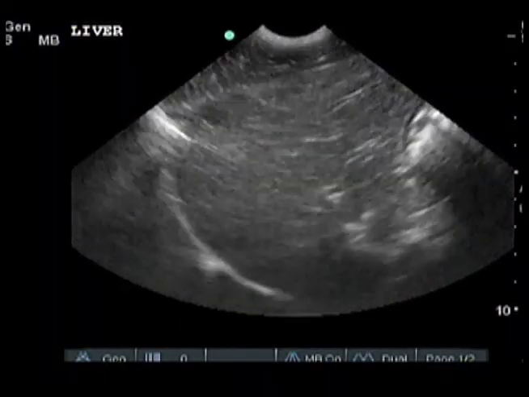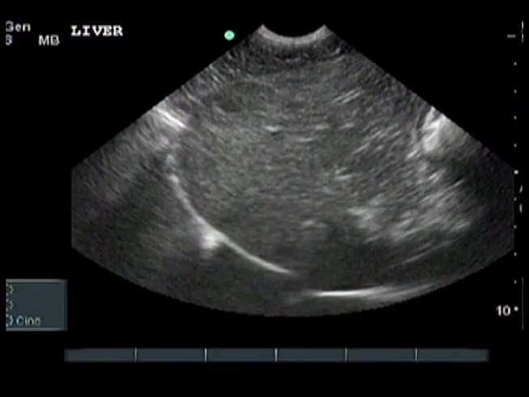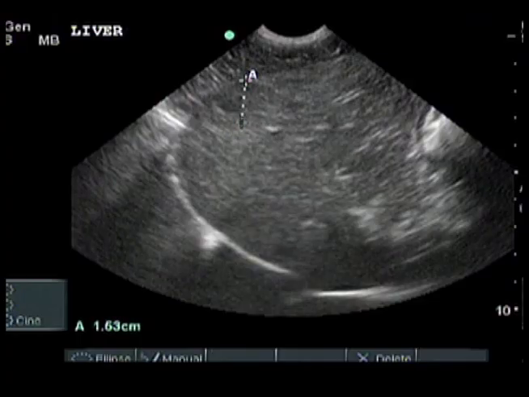There are no standard measurements for liver size. Normally, I measure any lesions present as a baseline to compare to in future studies of the same patient.